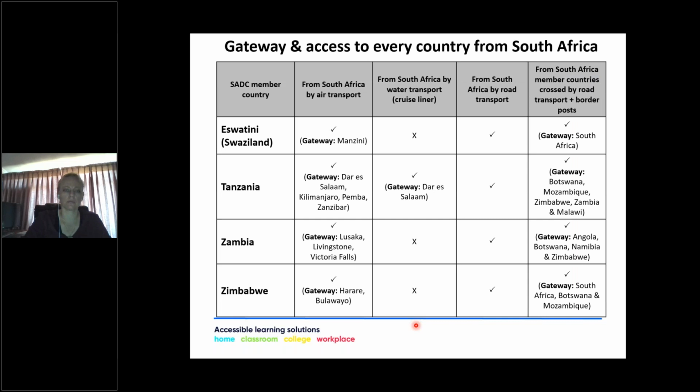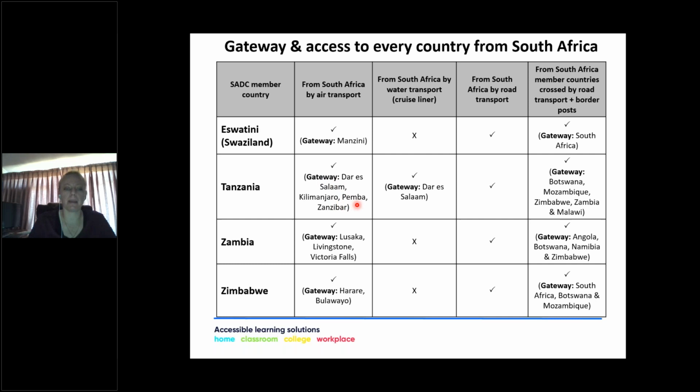If we look at Eswatini, the gateway for air transport there will be Manzini. You can't reach it via water transport, but you can travel from or within South Africa to Swaziland via road transport, and then you will travel through South Africa to get eventually to Swaziland or Eswatini.